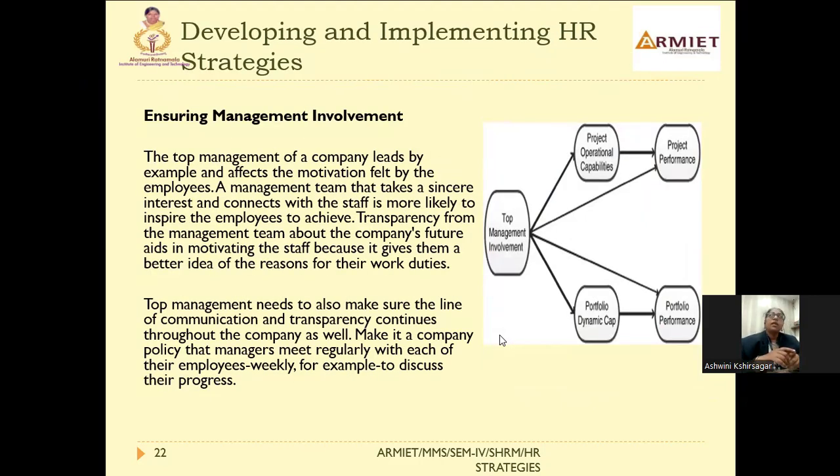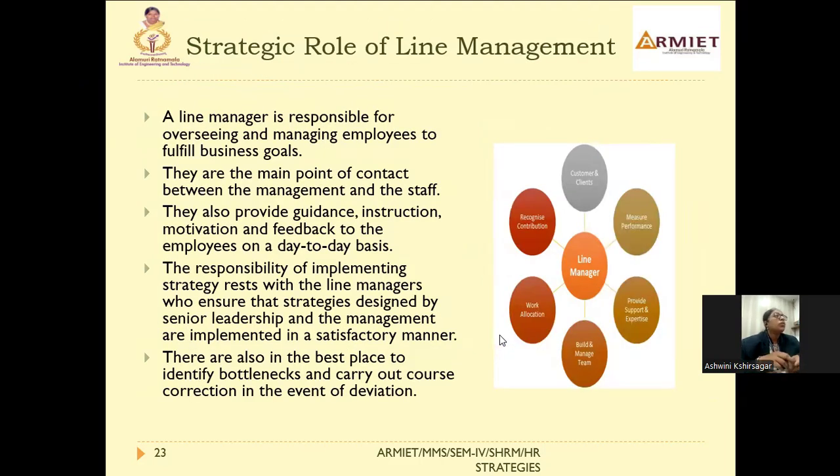success. Now, for ensuring management involvement, the top management of the company leads by example, which effects the motivation felt by the employees. A management team that takes a sincere interest and connects with the staff is more likely to inspire the employees. Achieving transparency from the management team about the company's future aids in motivating the staff because it gives them a better idea of the reason for their work. So, what is the strategy's role in line management?